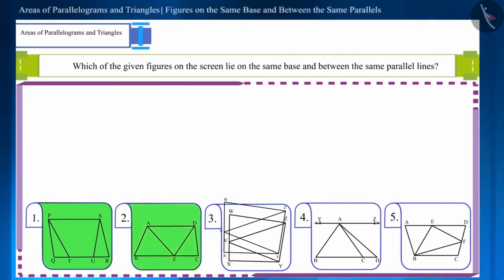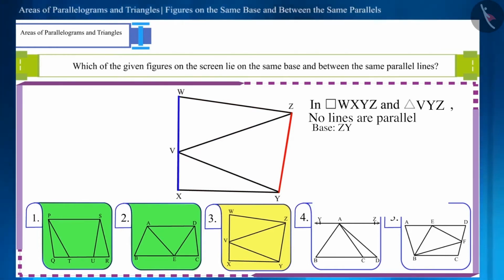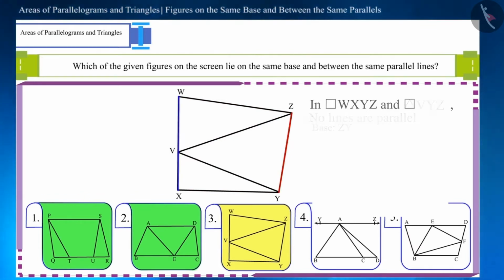Now let's move to the next figure. Look at this figure and identify the two parallel lines between which the figures are located and whether their base is also the same. First of all, there is no pair of parallel lines in this figure. But here the base of quadrilateral WXYZ and the triangle VZY is the same. So, these figures do have a common base. But because they are not located between parallel lines, they are not of the same height.